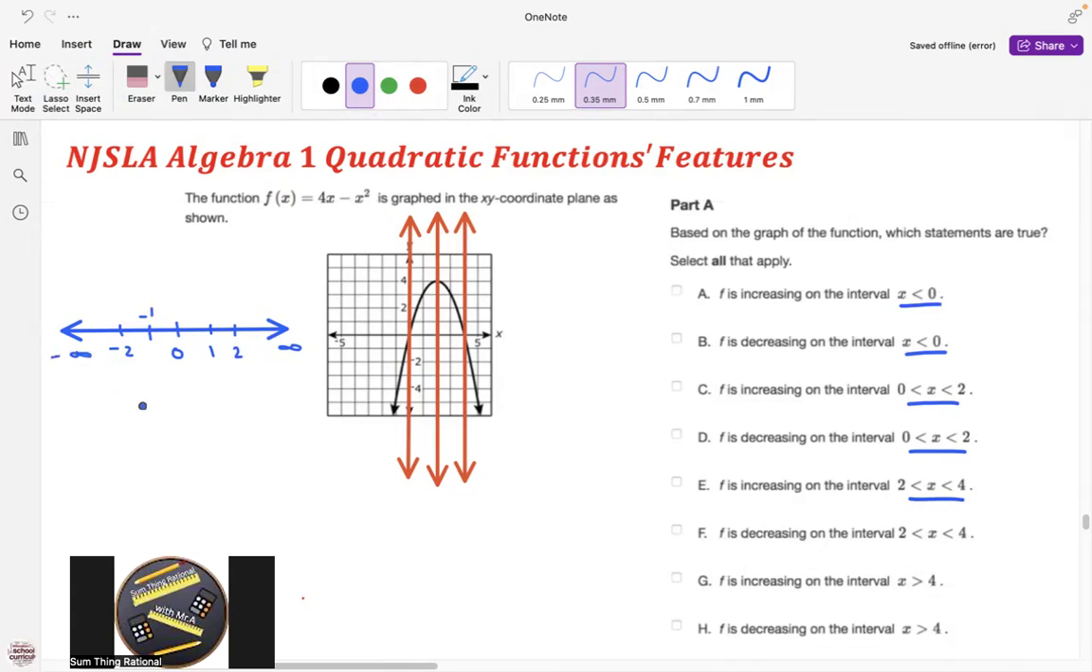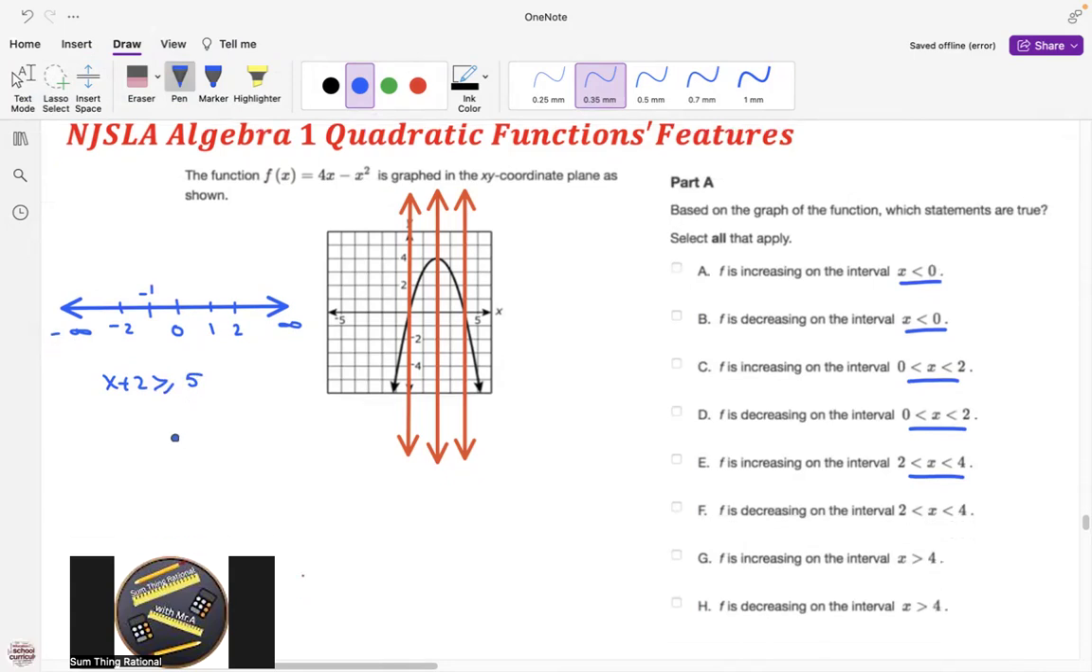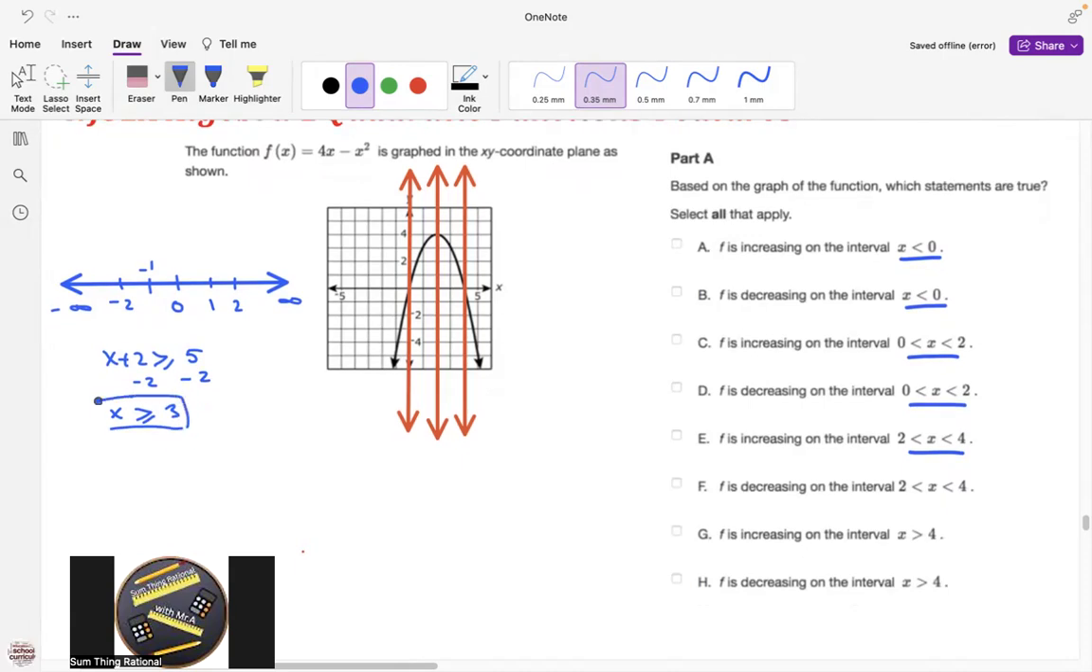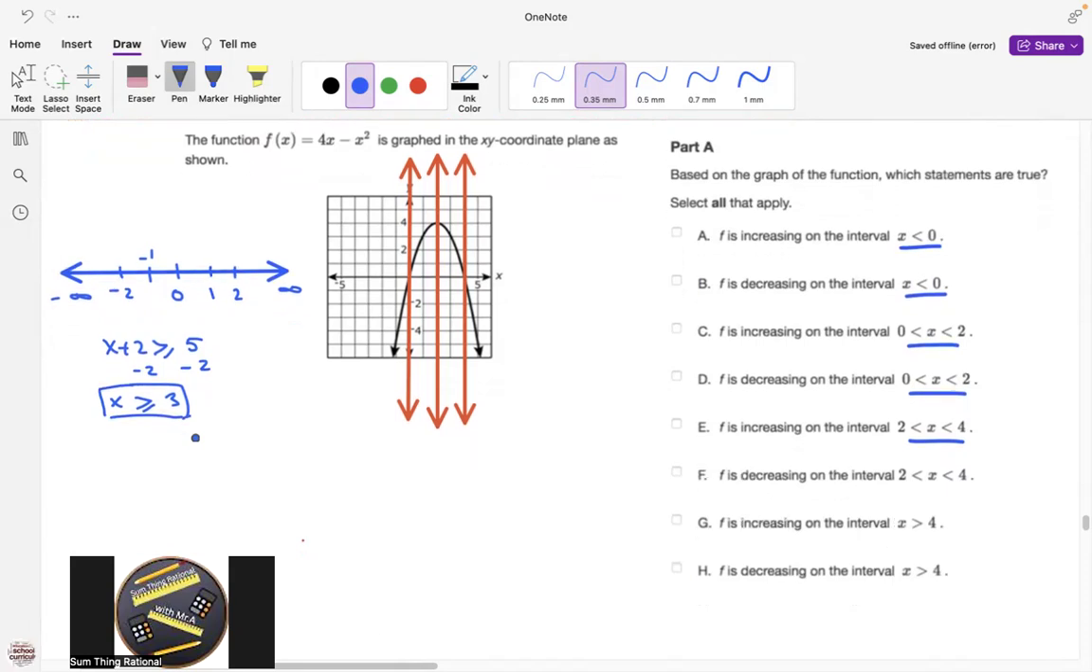If there is a solution for any inequality, for example, x plus 2 bigger than or equal to 5, then while solving this type of inequality, we subtract from both sides. Then we say x is bigger than or equal to 3. We can show it like this, but sometimes we need to show it on the number line, okay?